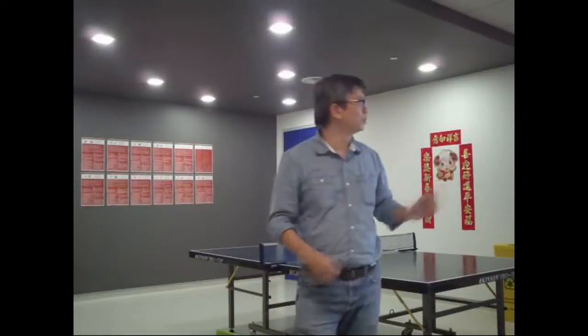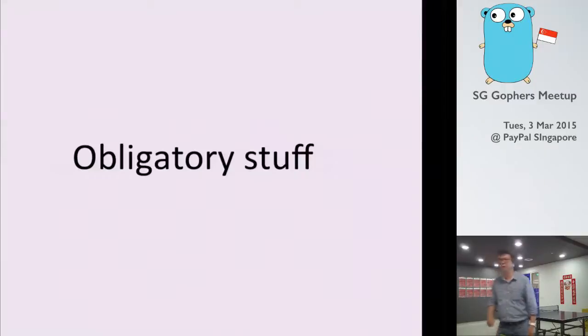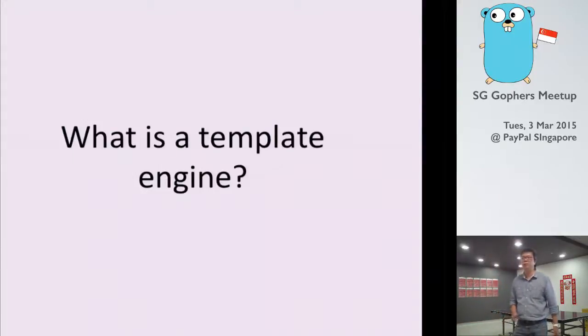I try to make it more interesting to talk about the three things you may not know about the Go template engine, assuming that you actually know about the Go template engine, which I'm not sure everybody knows. So I'm going to just talk a little bit about the really obligatory stuff, which is to go through very quickly what the web template engine is about. So first thing, what's the template engine?